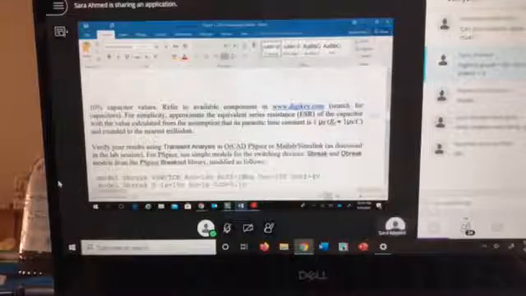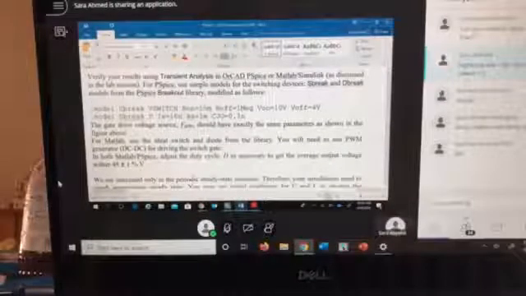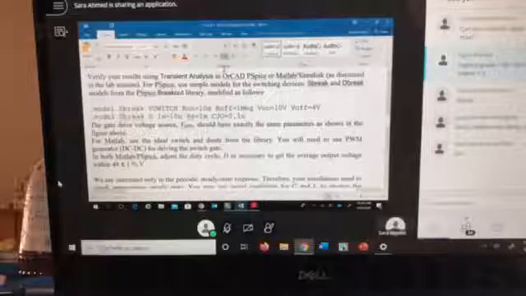Now we go to the last part of the project, which is verifying your transient analysis. And we were given 2 options, either to use it in PSpice or in MATLAB. MATLAB is very similar to what we did in class.